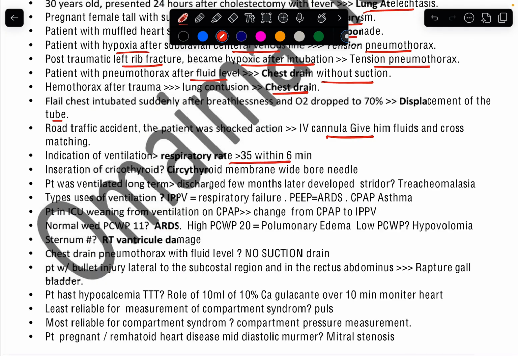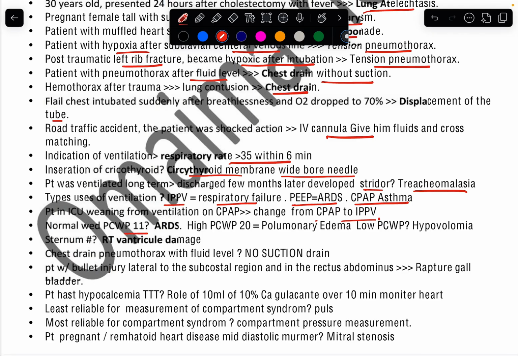Indication of ventilation: respiratory rate very high within 6 minutes. Insertion through the cricothyroid membrane with a wide-bore needle. Patient ventilated long-term, discharged, few months later develops stridor: tracheomalacia. Types of ventilation: intermittent positive pressure ventilation in respiratory failure, PEEP in ARDS, and CPAP in asthma. Patient in ICU weaning from ventilation on CPAP: change CPAP to intermittent positive pressure ventilation.